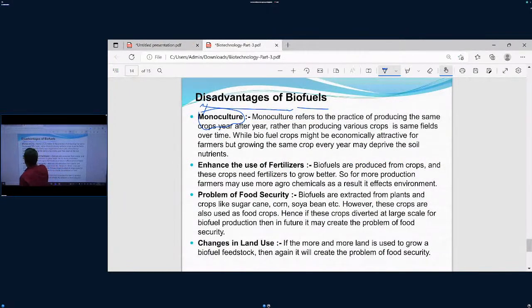Second, it will also enhance the use of fertilizer. You know very well, normally this crop does not require any fertilizer, but for more production, for more yield, farmers may use excess fertilizer also. So again it will impact the environment. Now there can be the problem of food security. This is the important thing.